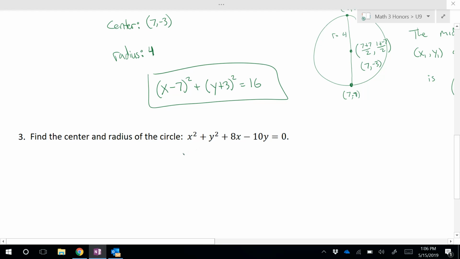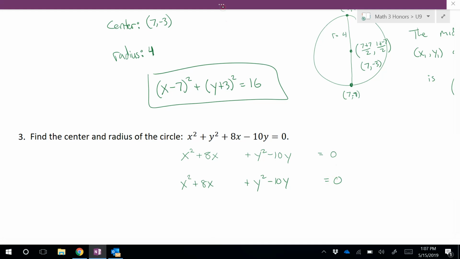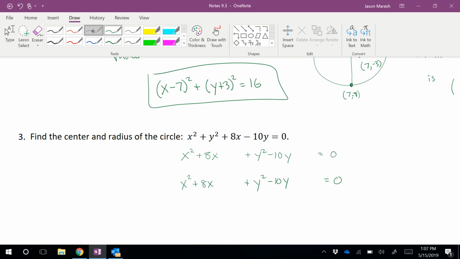First thing I'm going to do is group my x's together and group my y's together. So x squared plus 8x, and then y squared minus 10y equals 0. And I'm going to copy that down one more time, because I'm going to be adding a little bit more to this line here. So I want to complete the square.